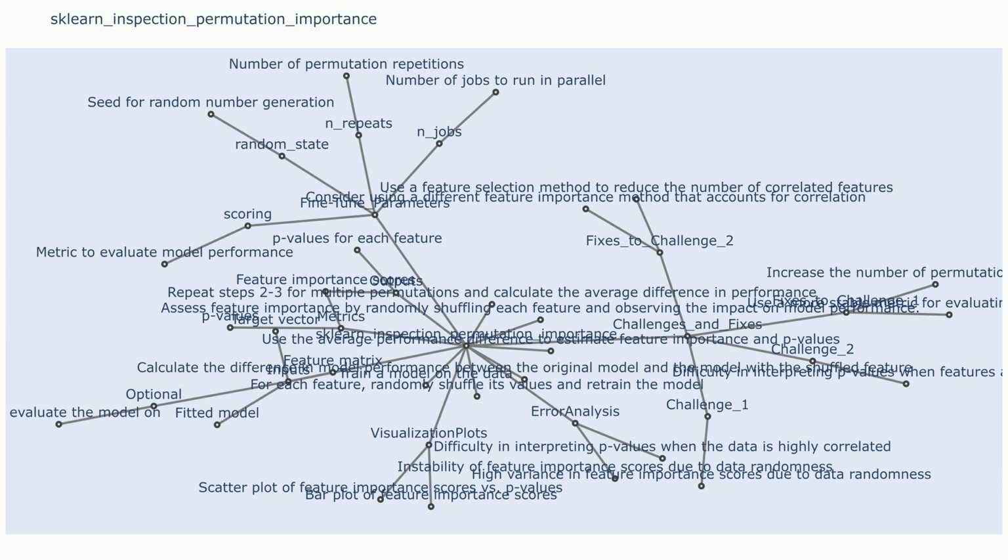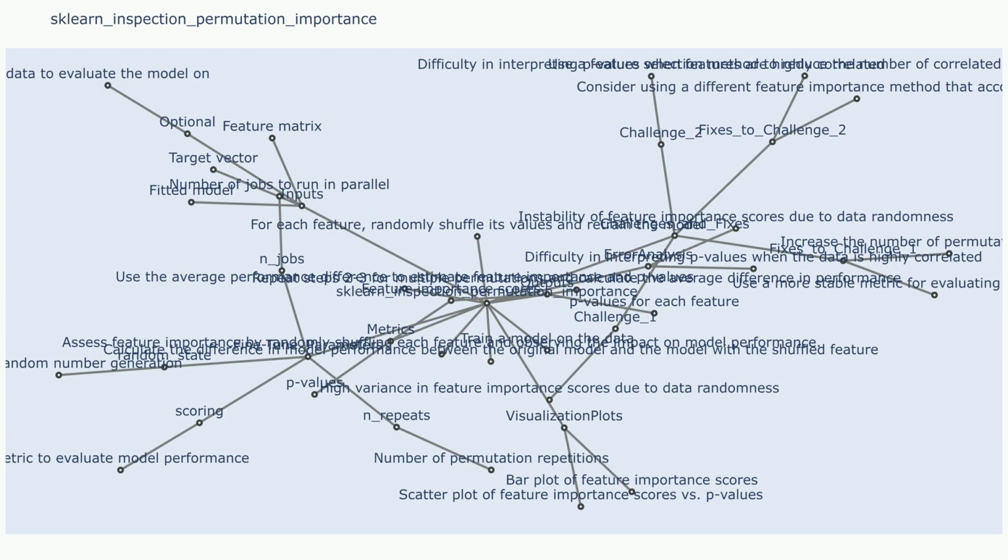Inputs. Input 1: explain in detail. Estimator: a trained machine learning model. This could be a classification or regression model, such as a random forest, logistic regression, or support vector machine. Input 2: explain in detail X, the dataset containing the features. Input 3: explain in detail Y, the target variable or labels. Input 4: explain in detail scoring, the scoring function used to evaluate the model's performance. Examples include accuracy, precision, recall, F1 score, mean squared error, etc.